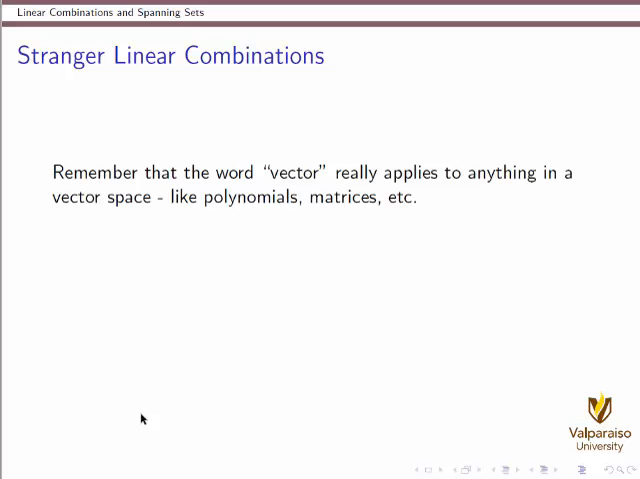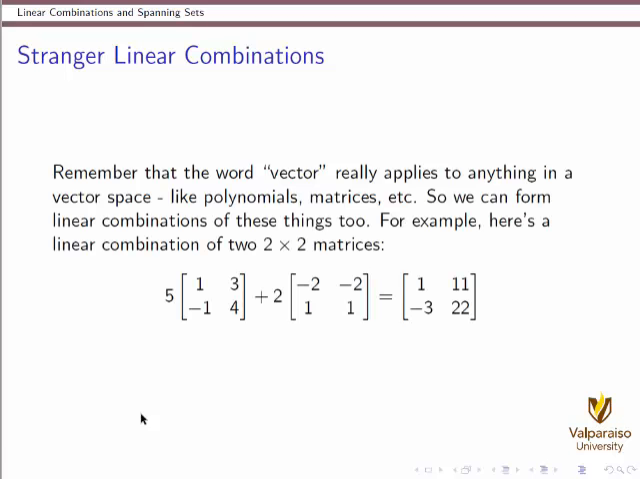One of the themes you've seen repeatedly now is that we're using the word vector much more widely than you may have been used to using it before. It's not just about geometric pointy vectors with an arrowhead on them, but anything that belongs to a collection of like things that might be called a vector space can be called a vector. So polynomials, matrices, different kinds of functions, lots of stuff we've seen. We're going to apply the word vector to all of them, and that means we can also form linear combinations of other creatures, such as here is a linear combination of a pair of 2 by 2 matrices.